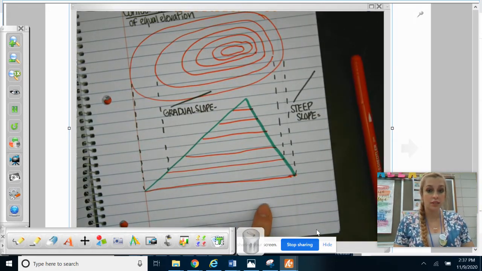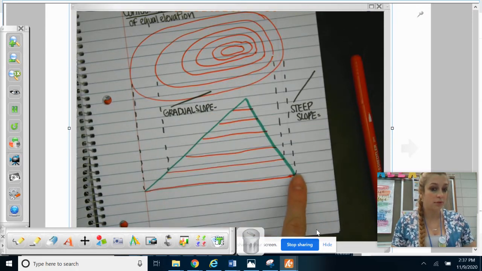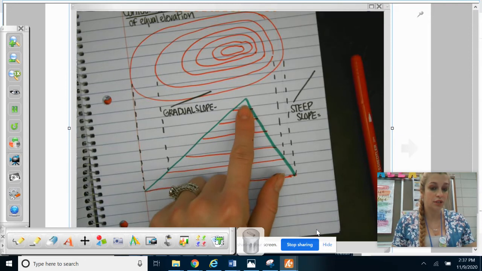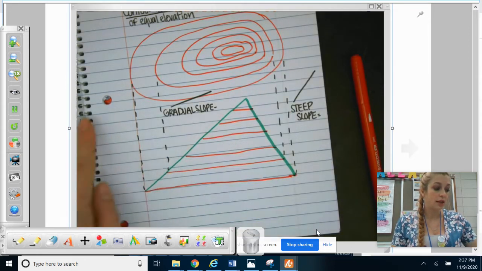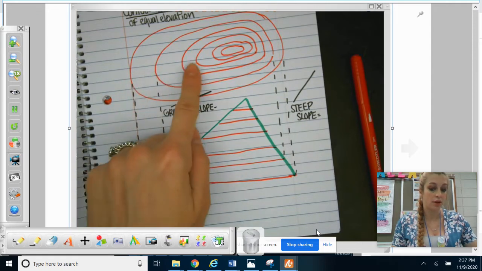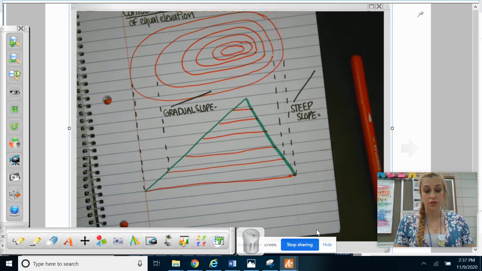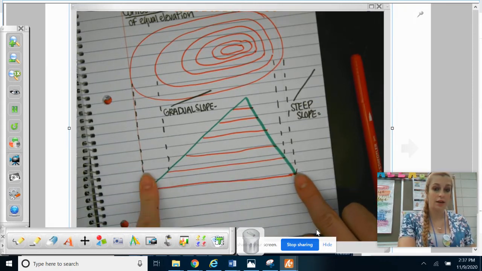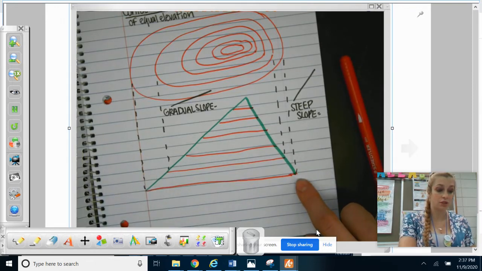You can tell there's a steep slope when the lines are close together. So this side of the mountain looks a lot steeper to go up. Look how close the lines are. This side of the mountain, our lines are spread apart. So it is a more gradual slope up the mountain. So if you had a choice between taking grandma on this side or this side, you're going to take grandma on this side because it's a less steep slope.